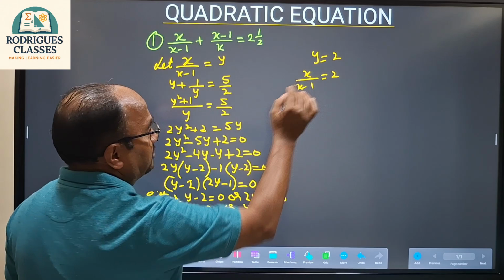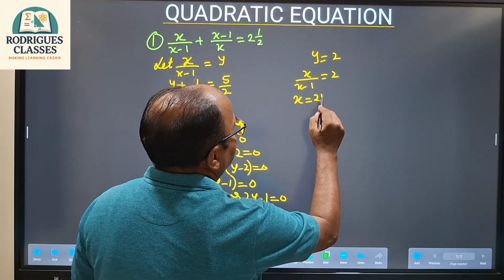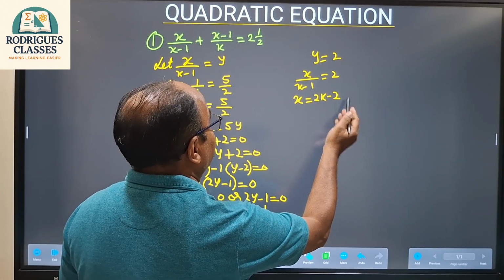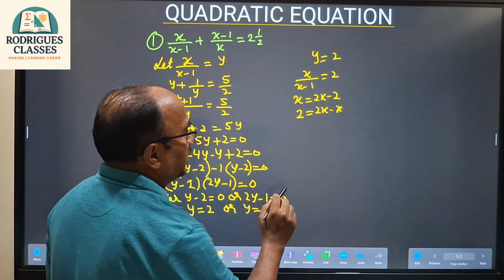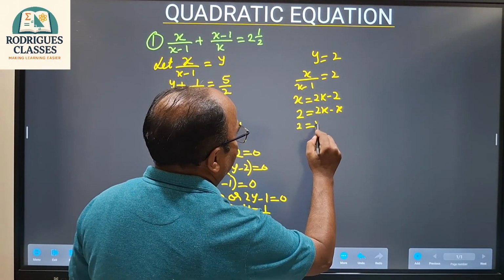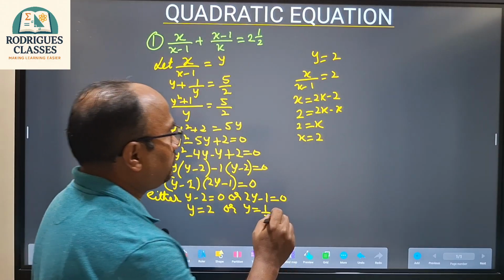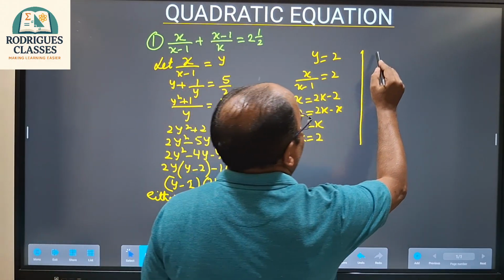So for y we have substituted the value. Let us cross multiply. So we get this. I take x that side minus this side to 2 here. 2x minus x. So you get 2 is equals to x. We write here x is equals to 2. Also what we take now, the next one, that is y equals to half.